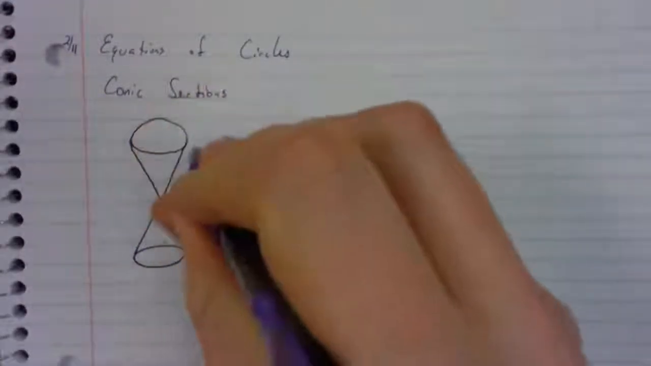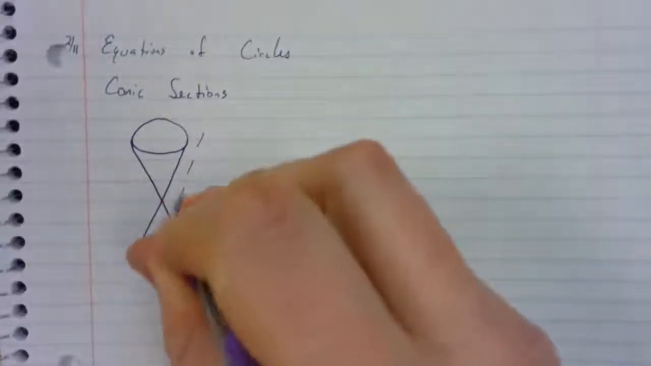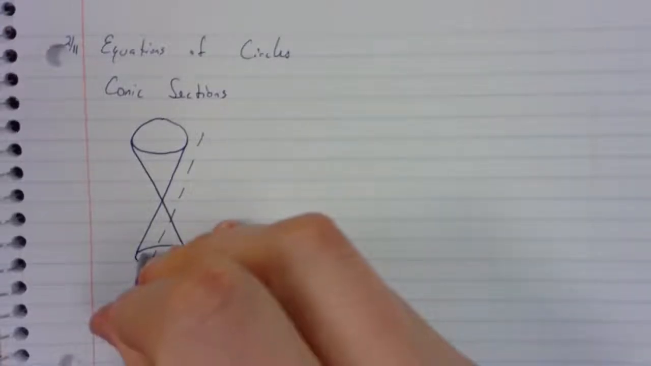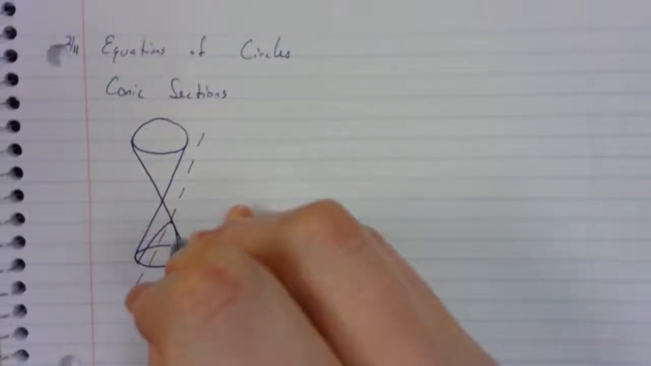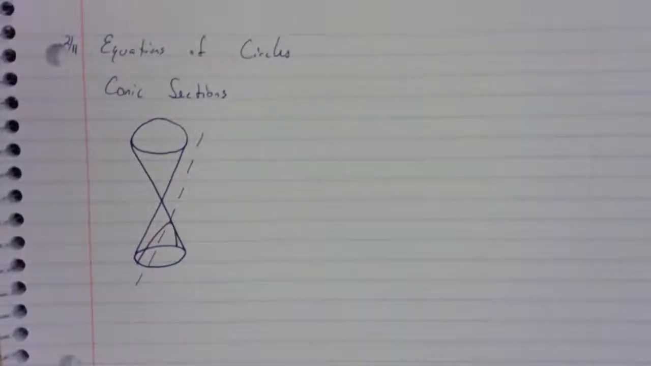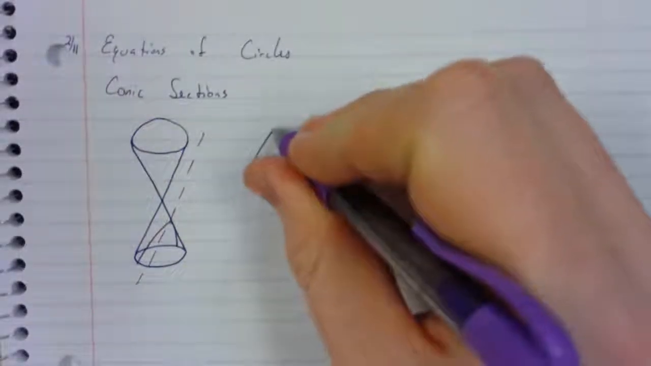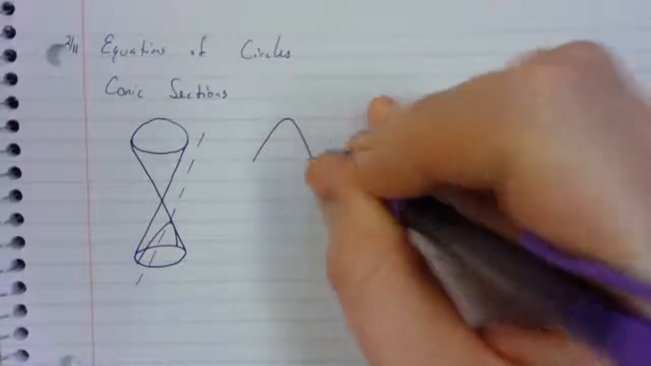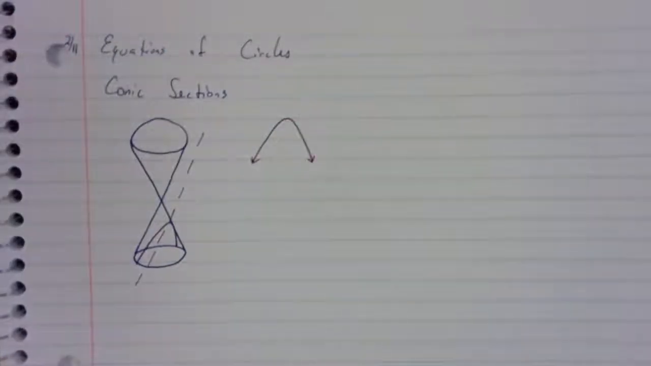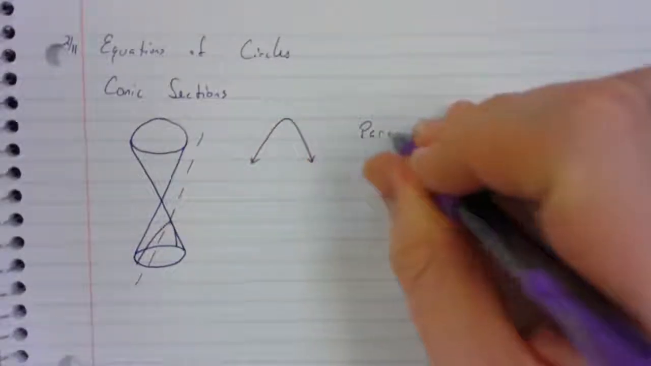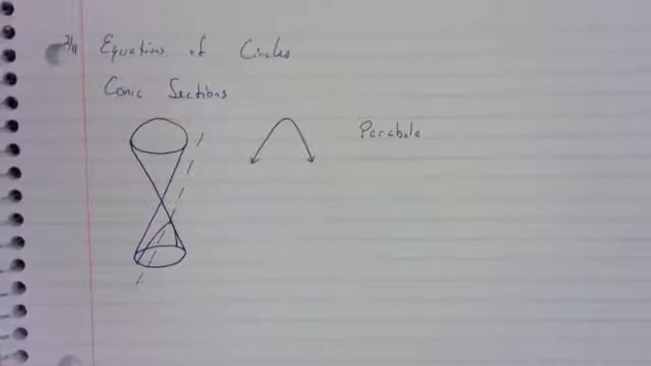The first way we're going to slice it is if we slice parallel to this side right here. We'll end up with a shape that looks something like this. Yes? It is called a parabola. You guys have seen this before? So again, this is what it looks like from head on, and this is called a parabola. We're going to spend at least 2 days on this.